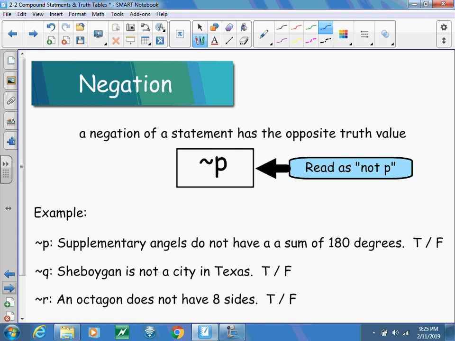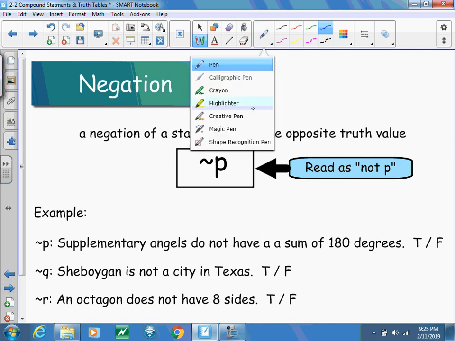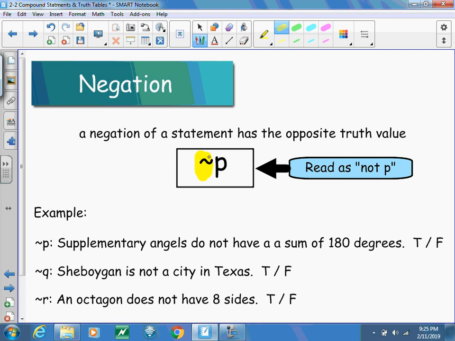All right, next I want to talk about what the negation of a statement is. A negation of a statement is just having the opposite truth value to it. The notation that we'll use for it is that little squiggly line that you see. This little squiggly line is telling us that we're going to take the negation of statement P. And what that means is we're just going to change it to its opposite form.